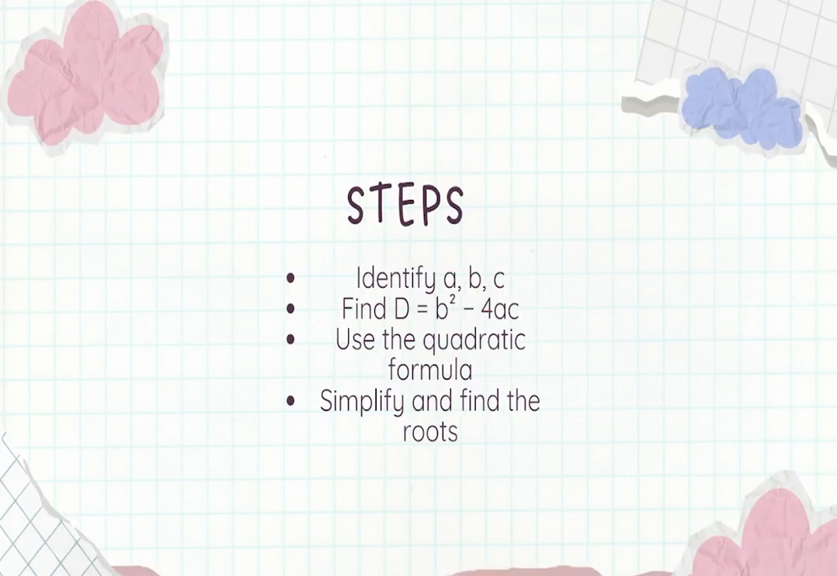Now these are the steps. First, identify the values of a, b, and c. Then find d is equal to b square minus 4ac. Then you have to use the quadratic formula, which is minus b plus or minus root of b square minus 4ac by 2a. Then simplify and find the roots.